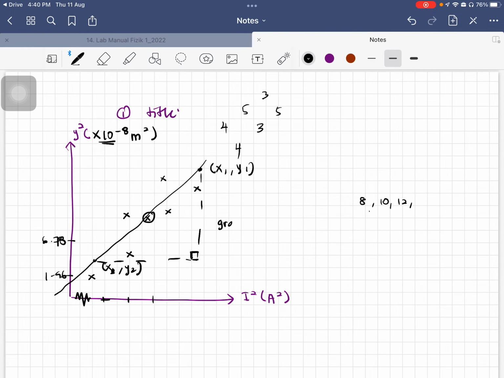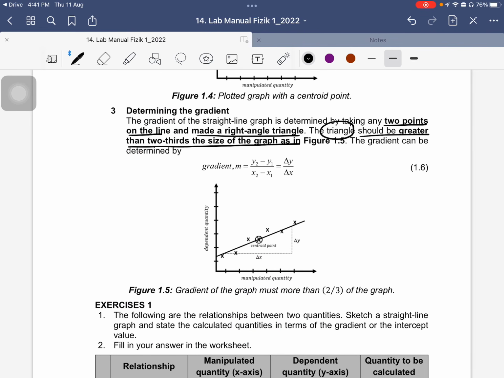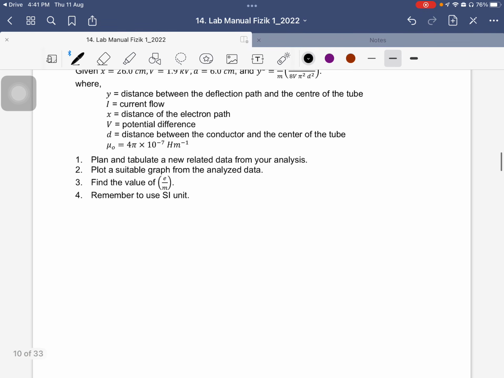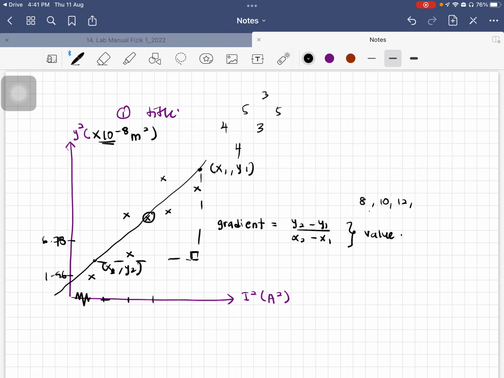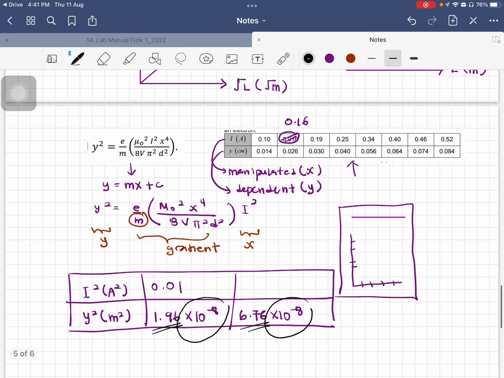Then find the gradient. You need to show the gradient calculation in the graph paper near the triangle. You will have y2 minus y1 over x2 minus x1. Here you will get a value, a number. You get the value because we want to solve question number 3. Right, you already have the gradient, and we know the gradient is here. This is the gradient.